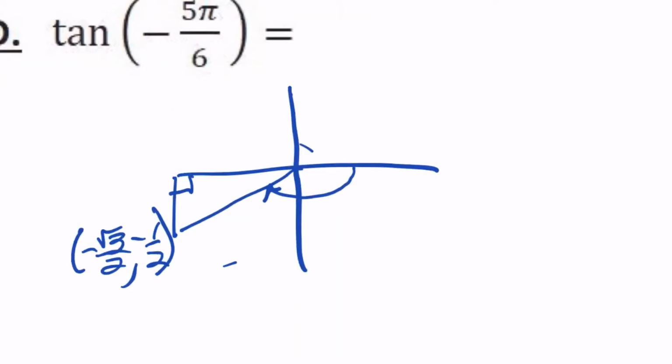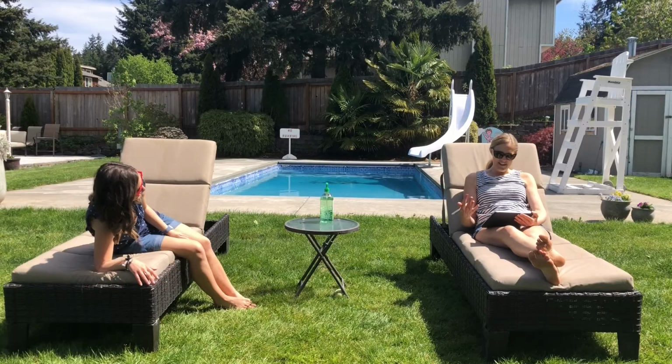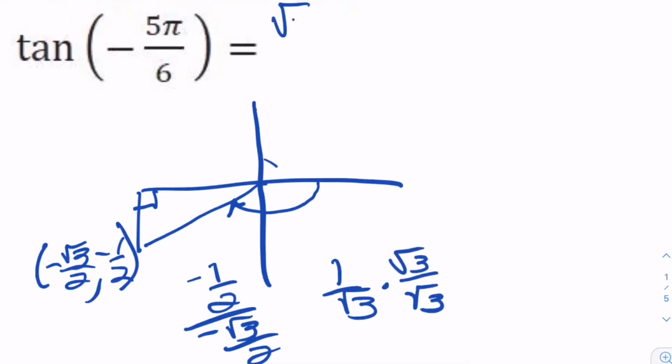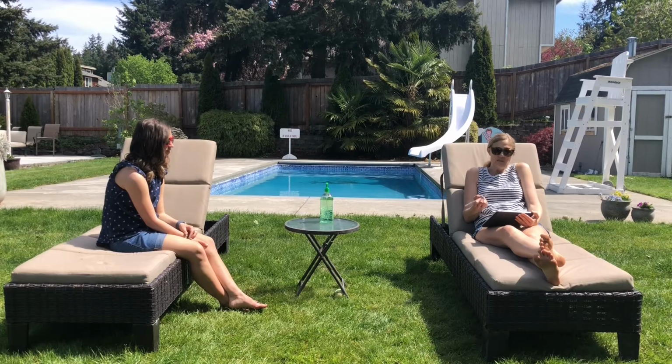Then I do -1/2 divided by -√3/2. Multiply by the reciprocal, and the 2's would divide out. I'm not going to write all that down because I kind of remember that. So then we ended up with 1/√3. We have to rationalize the denominator, multiply by a creative form of 1, and we get +√3/3 because we had negative divided by negative, which is a positive. And that's kind of one of the trickier ones.